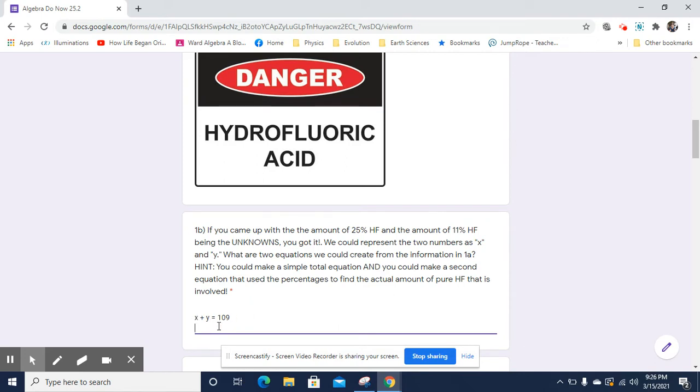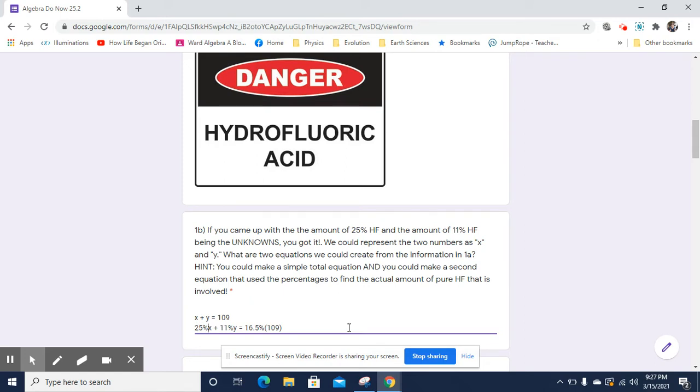The other equation, we want to know the actual amount of pure hydrofluoric acid that's involved. Well, 25% of the first solution, however many liters that is going to be hydrofluoric acid, and 11% of the other one will be, and that's going to equal 16.5% of the 109 liters will be hydrofluoric acid. So you can actually put all that stuff together and come up with a nice equation.